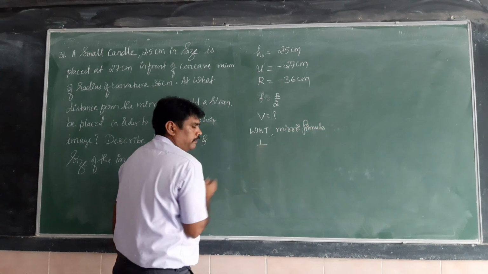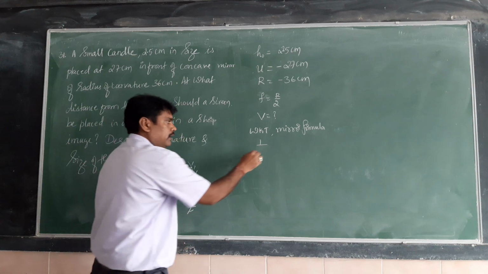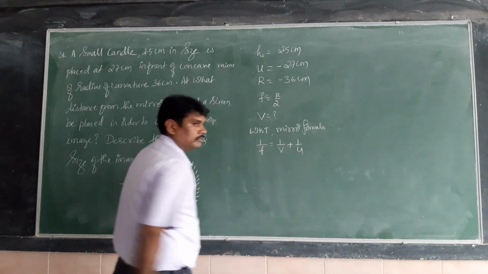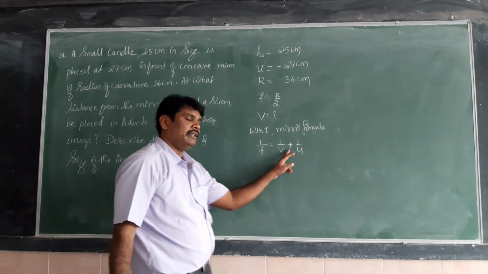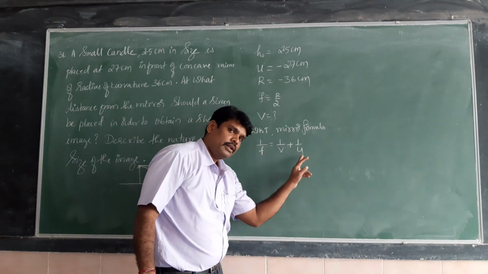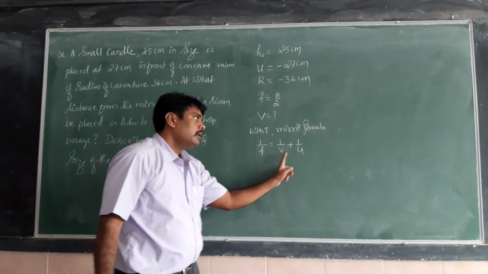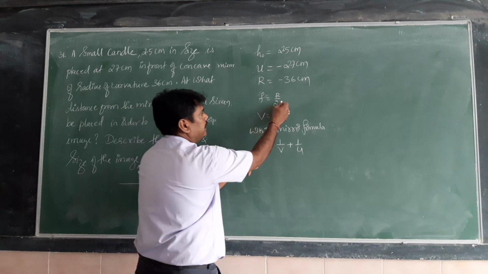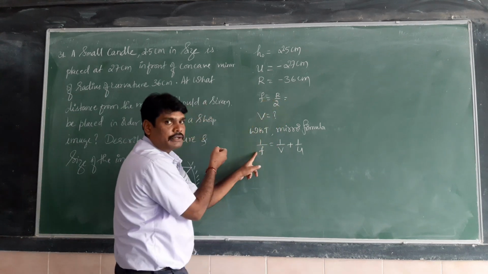So you are familiar with the mirror formula. 1 by F is equal to 1 by V plus 1 by U. But in a lens, it is minus 1 by V minus 1 by U. For a mirror, it is 1 by V plus 1 by U. So F we need to calculate here, because the radius of curvature is given.